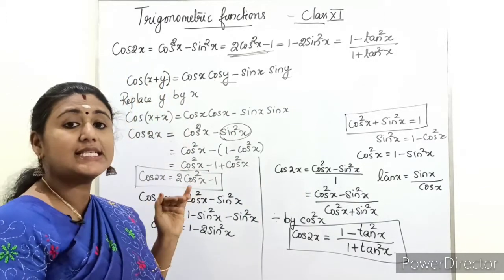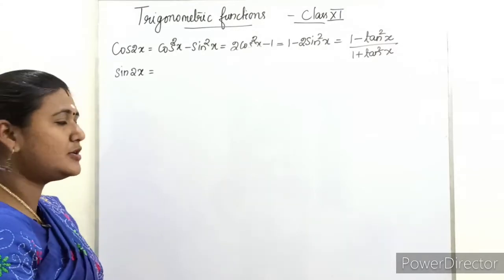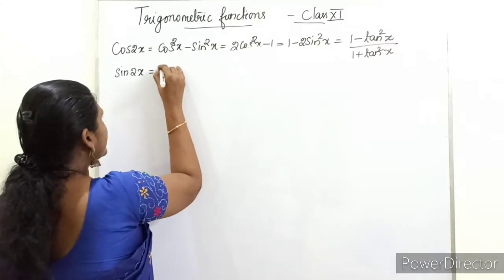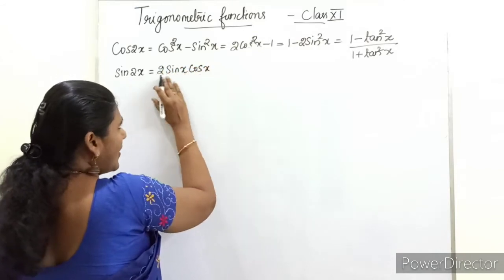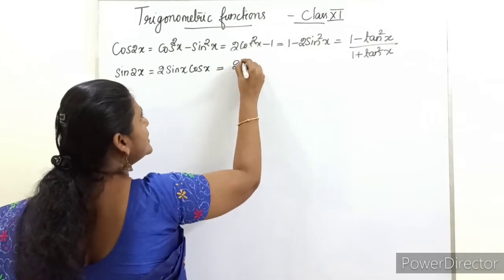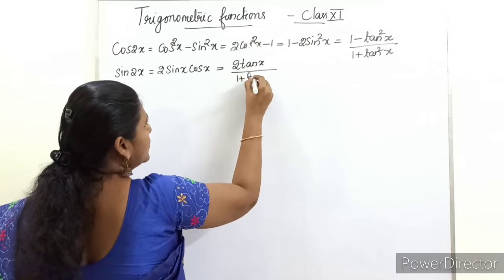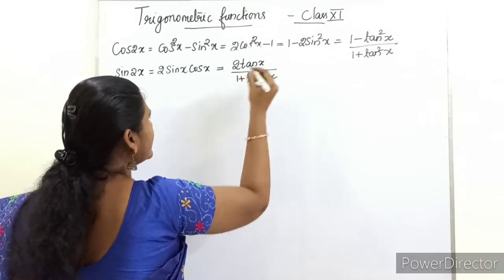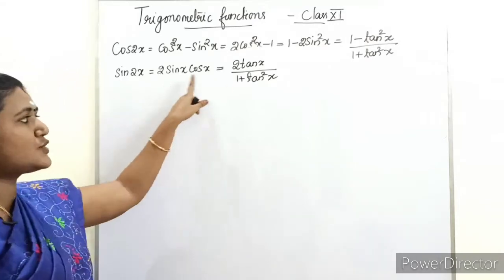Now we will see sin 2x formula. What is the formula for sin 2x? So sin 2x formula is 2 sin x cos x. So this is one formula. Next formula we have in terms of tan, that is 2 tan x divided by 1 plus tan square x. So these are the formulas for sin 2x. Now we will see how to derive these two formulas.